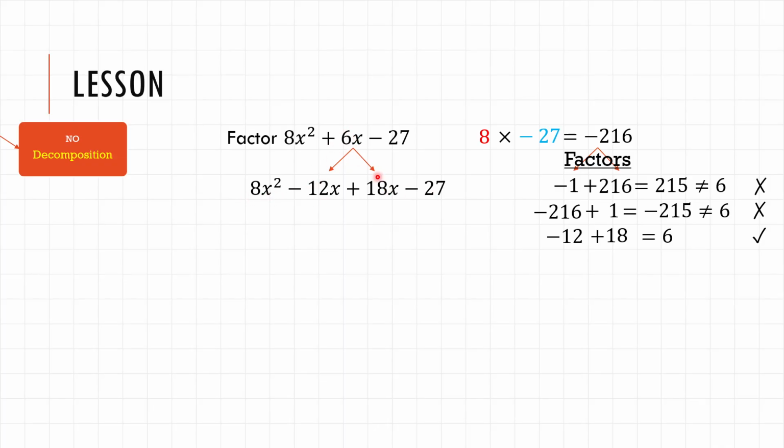And I've split it up for a very specific reason, because now I'm going to do something called factor by grouping. So I'm going to factor the greatest common factor out of the first two terms and separately out of the last two terms. Pause the video here and see if you can do that one step.